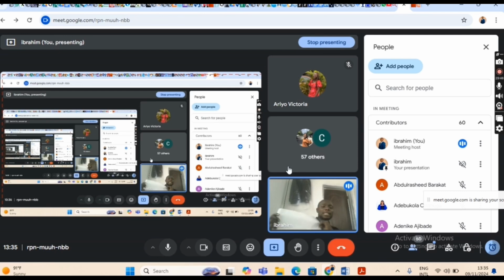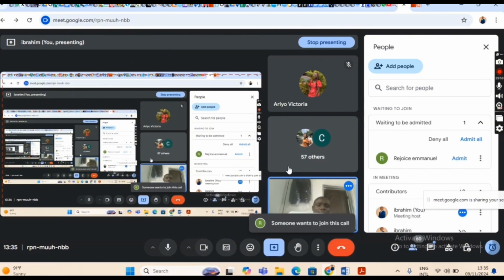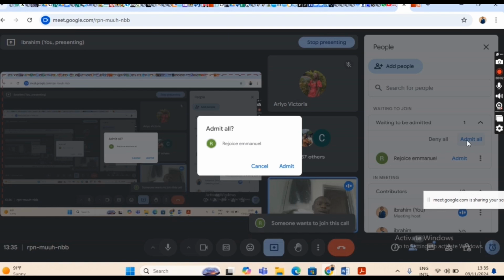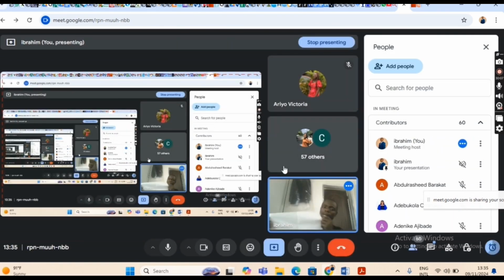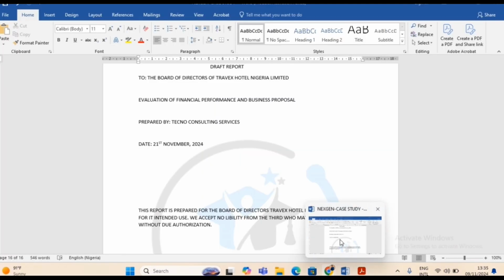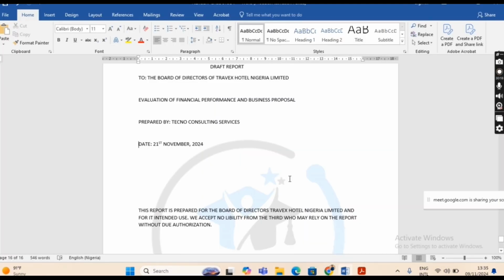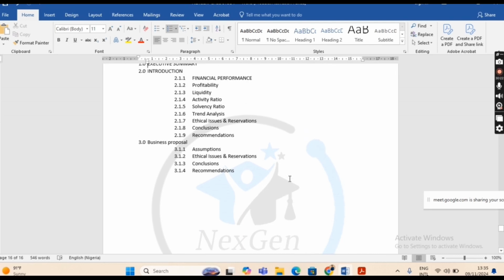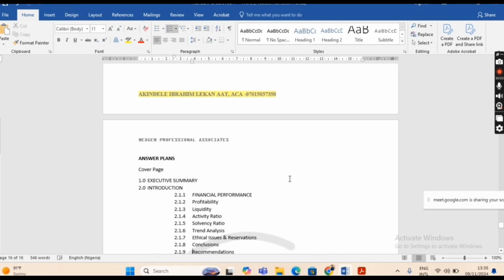So now, the next page is the executive summary. This executive summary is the next thing after our answer plan, right? Now, what you need to do is write executive summary in capital letters here, which is 1.0. Let's quickly go to our answer plans. Okay, we have executive summary 1.0.